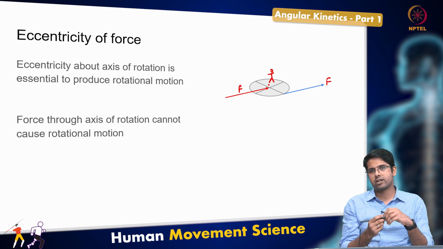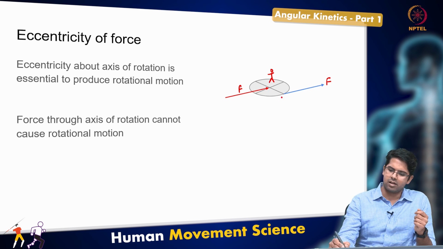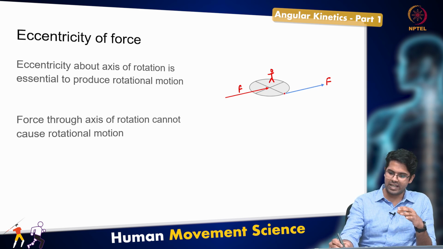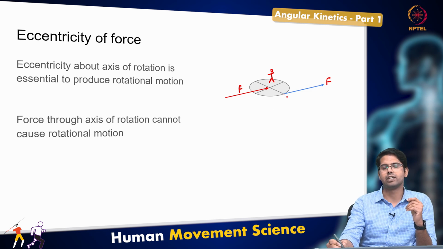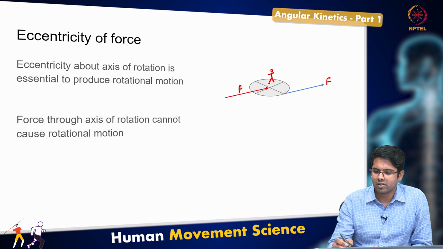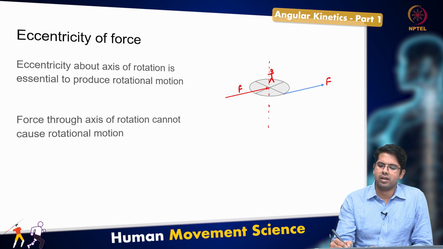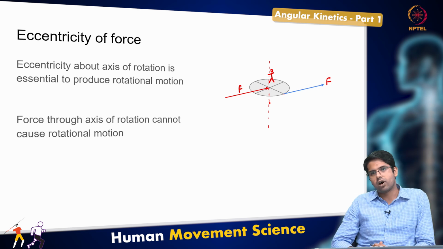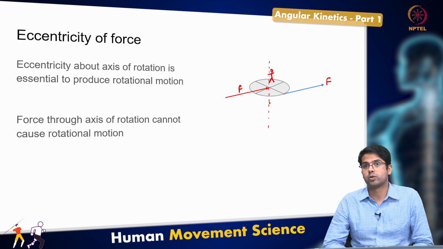I mean, you can go out and try it, but I'm pretty sure you realize that it won't rotate, right? The easiest rotation will happen if you apply the force at the very edge. So the eccentricity of the force from the axis of rotation is required to cause rotation, in the absence of which rotary motion is not going to happen.